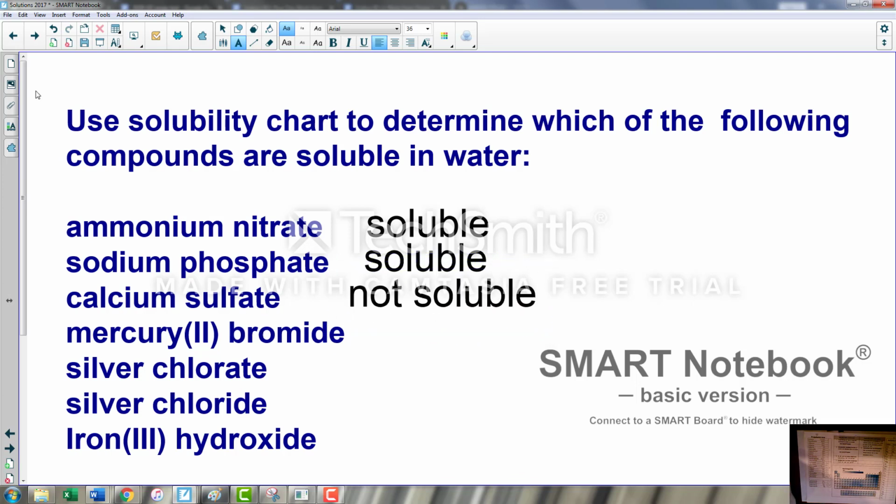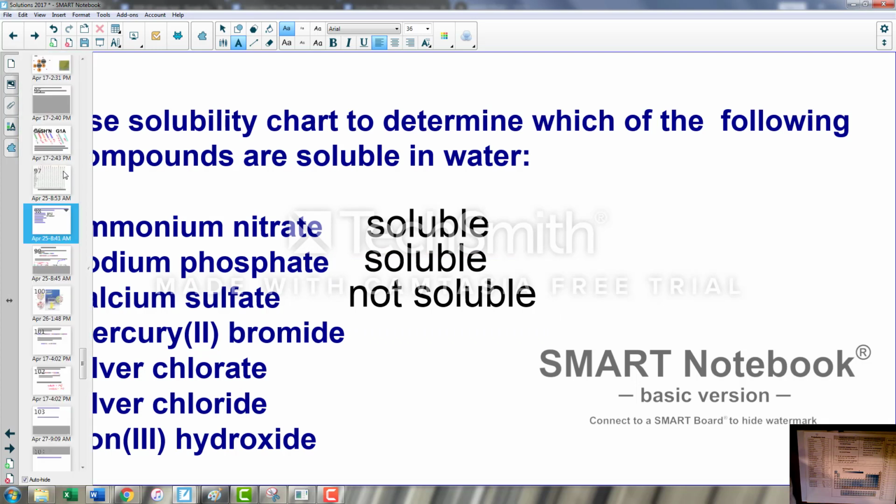Mercury 2 bromide. So mercury is a heavy metal, and bromide is one of your halogens.